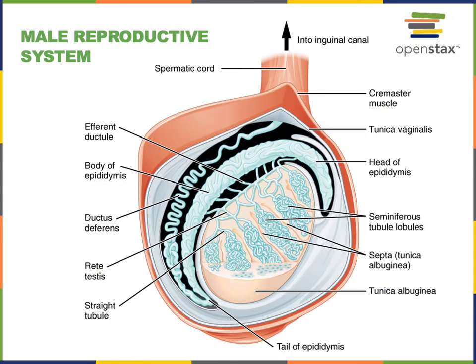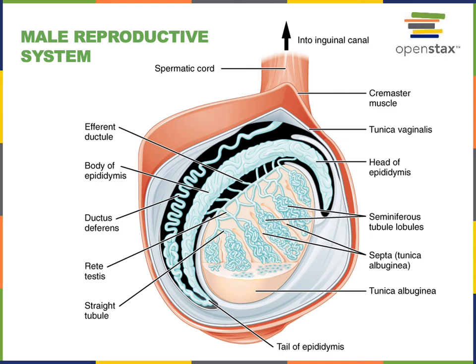Here we can see the internal structure of the testes. The testes contain small, tightly coiled tubes known as the seminiferous tubules that are responsible for sperm production. The sperm are first produced inside of the seminiferous tubules, and then they move into the epididymis, a long, tightly coiled tube system located just superior and posterior to the testes.